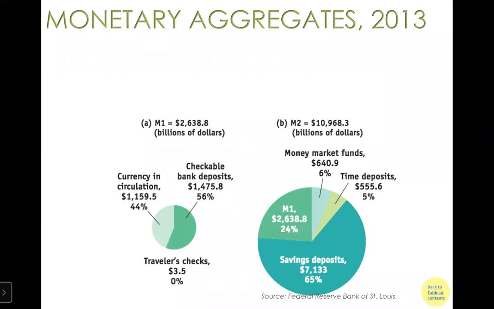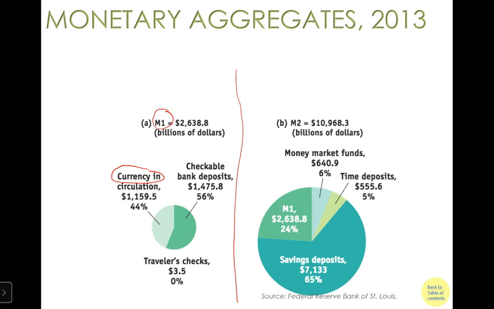Now here, this slide just explains what money supply is, or what the money aggregate is. This is in 2013. On the left-hand side of this slide, we have M1. M1 includes those most liquid financial assets that can be used as a medium of exchange. M1 largely consists of currency in circulation. Just think about the dollar bills and coins we have.